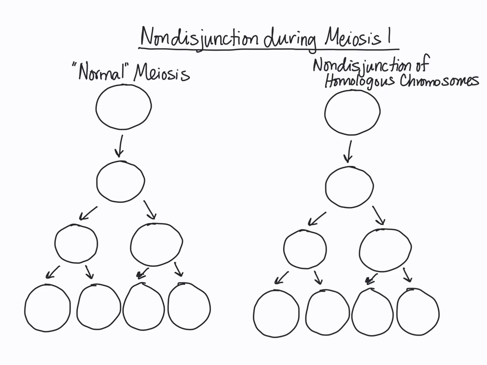As I was explaining the diagram on the previous screen, I realized that I didn't really like that diagram, and I really should have evaluated it more before I put it in the PowerPoint. So I would like to go over this concept of non-disjunction in a different way that might make it a little bit easier to understand. So first of all, let's do a quick review of normal meiosis.